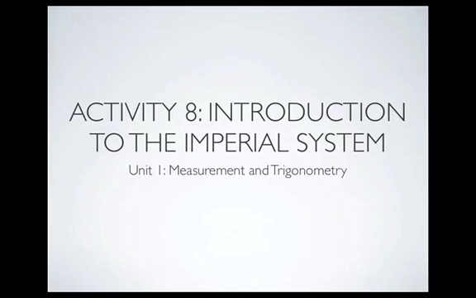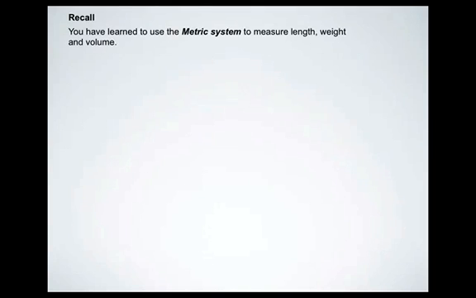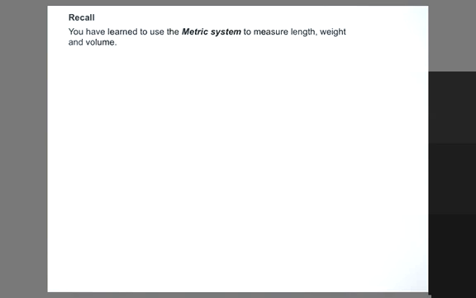Welcome to Activity 8, an introduction to the Imperial System. This is a part of Unit 1, the Measurement and Trigonometry Unit. Recall that you have learned to use the metric system to measure length, weight, and volume.